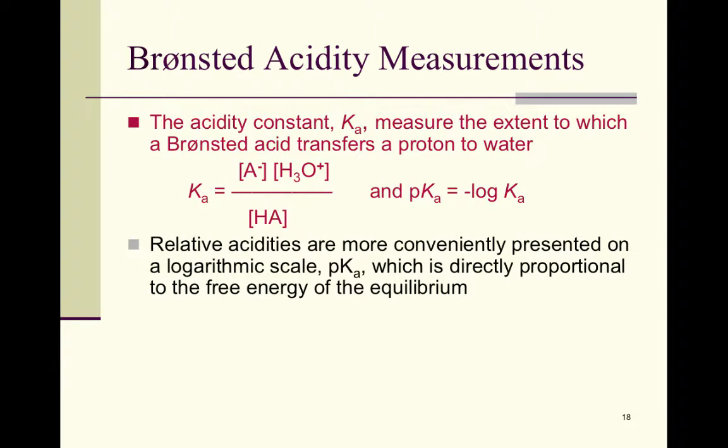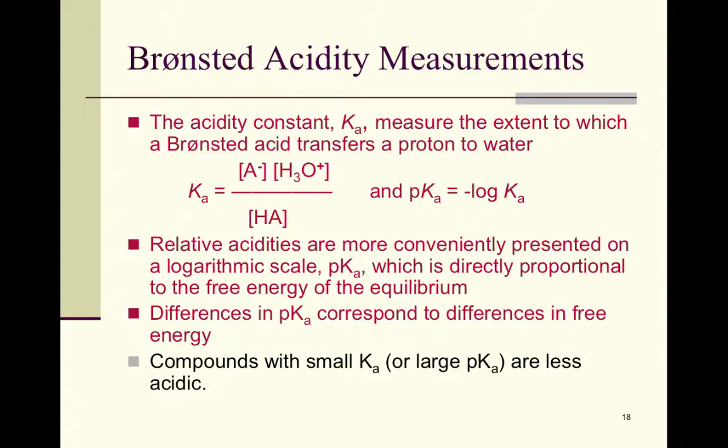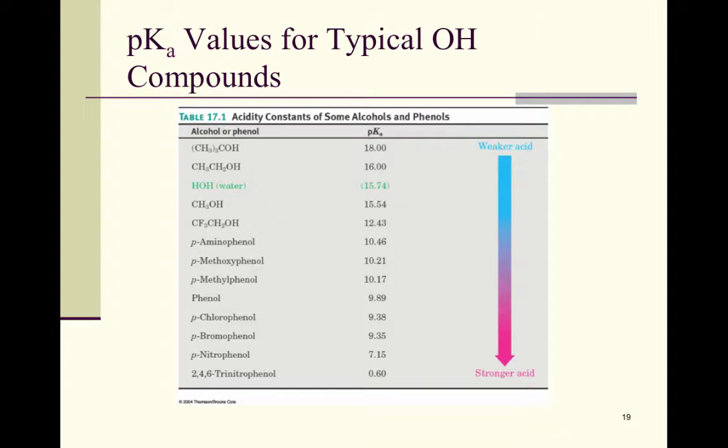Relative acidities are more conveniently presented on a logarithmic scale, which is directly proportional to the free energy of the equilibrium. The differences in pKa correspond to the differences in free energy. Compounds with a small Ka are less acidic. Table 17.1 in your textbook shows us some typical values for pKa's. The weakest acid here would be tert-butyl alcohol.